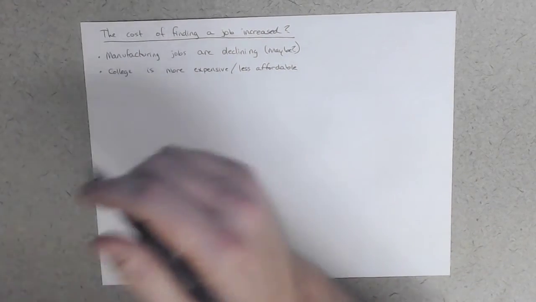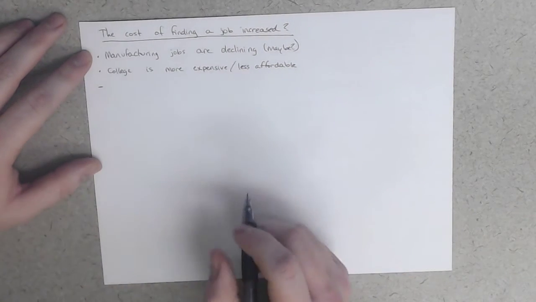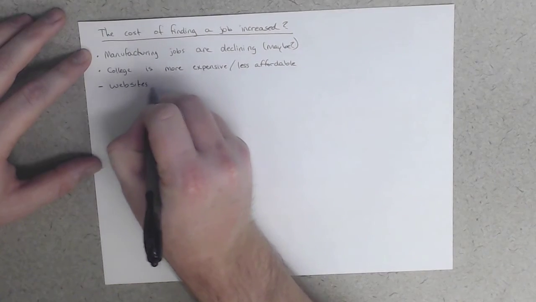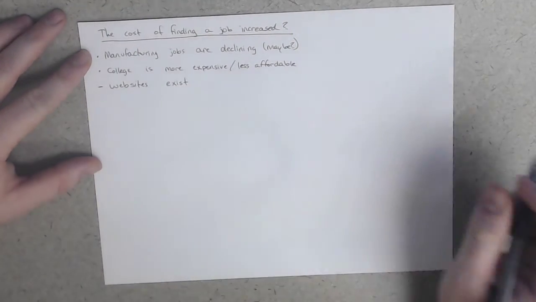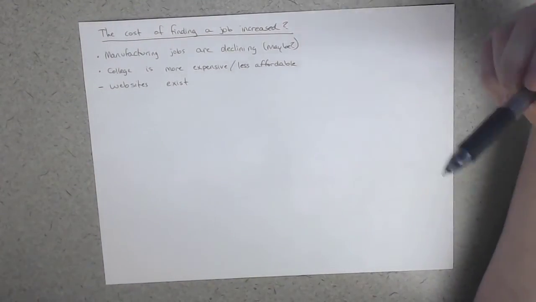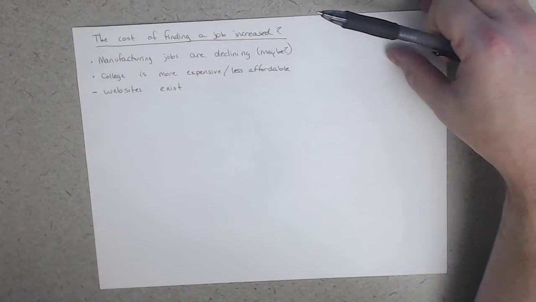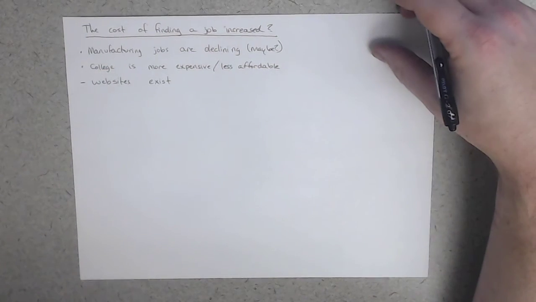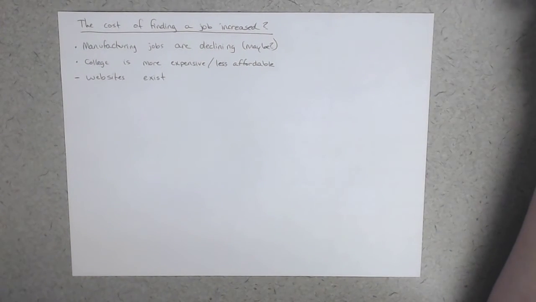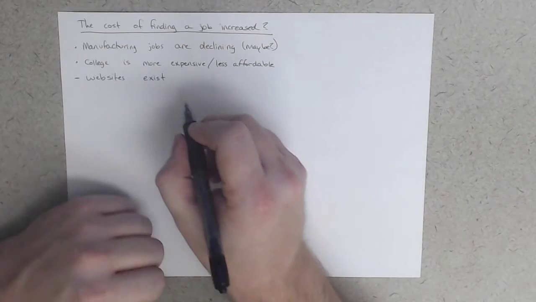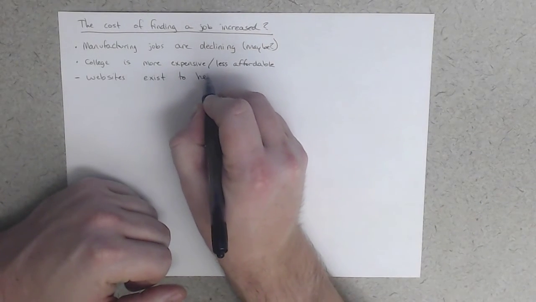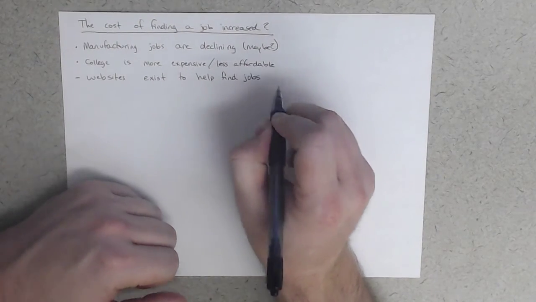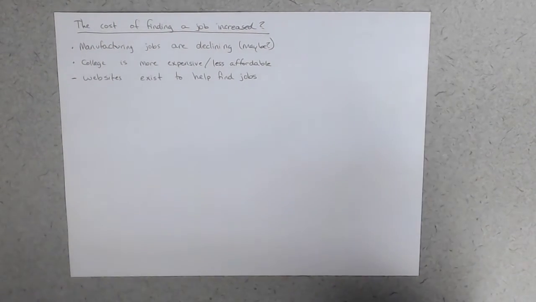But then on the other side, so I'll put minus signs, websites exist. Right? So monster.com would lower the cost of finding a job. Indeed or LinkedIn, and even Facebook to an extent are all websites that can be used to help you find a job. So websites exist to help find jobs. Okay. There's also temp agencies.